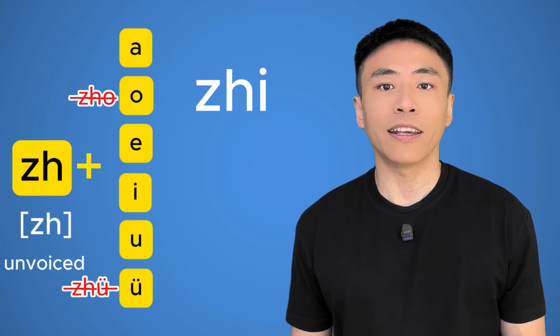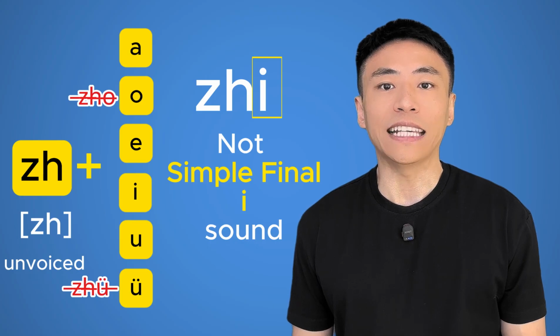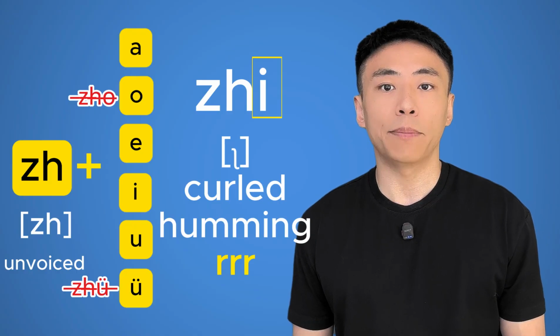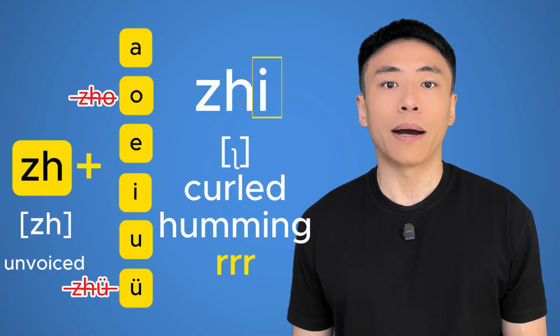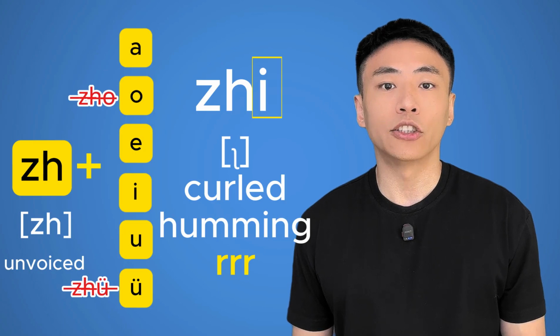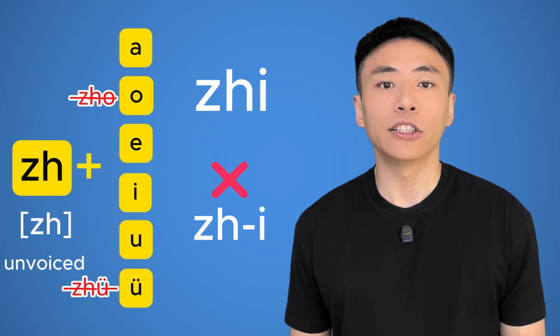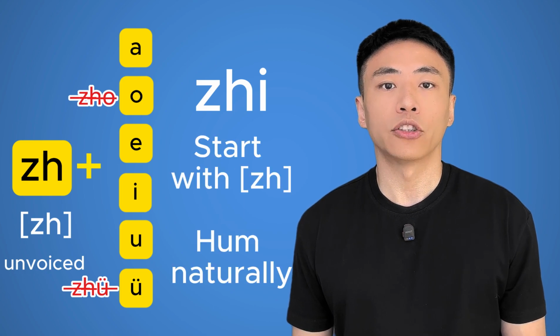The I here isn't the simple final E sound. Instead, it is a special sound like a curled humming R. We write it as I in Pinyin because there is no better letter to use. But you don't need to worry about the symbol. My tip is when you see zhi, don't say zhi, ji. Just start with ch. Squeeze the air out, relax your tongue, and let it hum naturally.